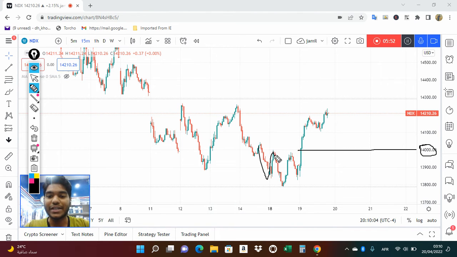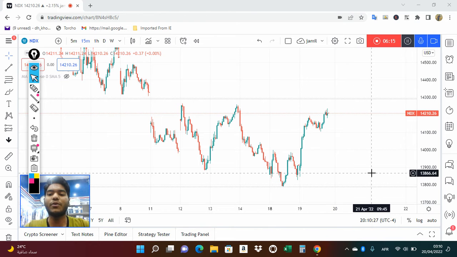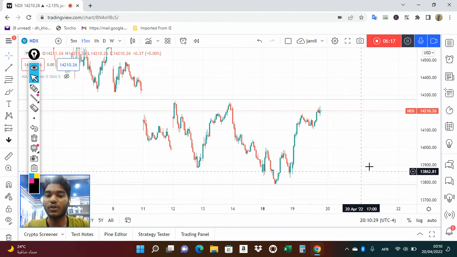As we saw, it acted as a resistance multiple times previously. So after the breakout, it has gone upside. So for the selling side, we need to wait. As soon as it crosses 14,000 in the 50-minute time frame, you need a closing candle below the 14,000 round level, then you can sell in the market. For the selling side, I think we have to wait for one day.